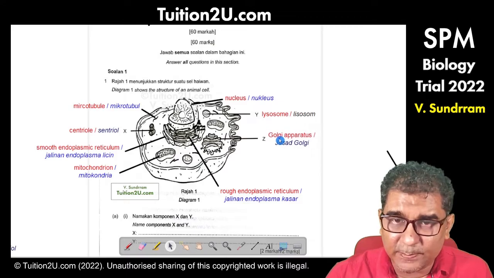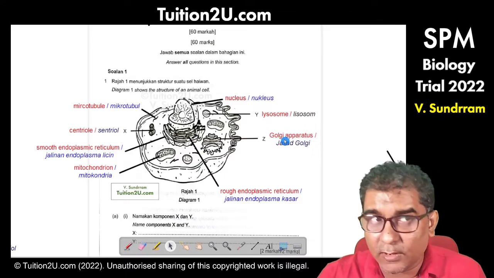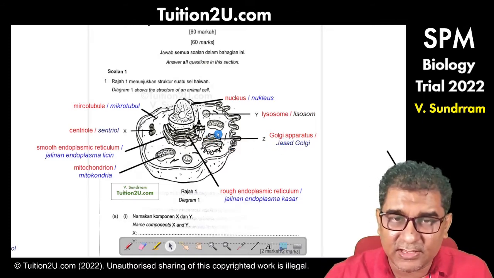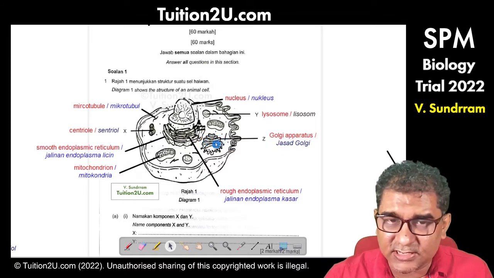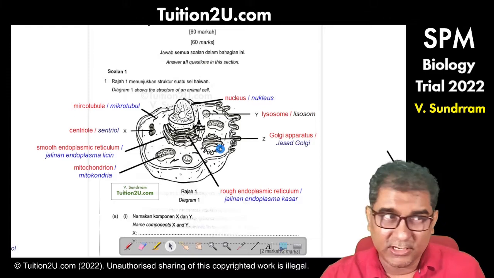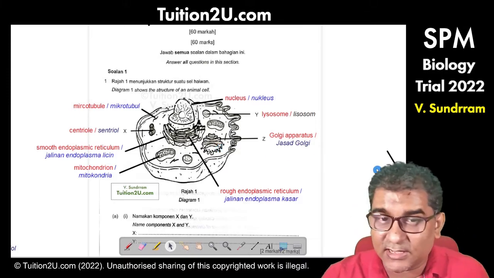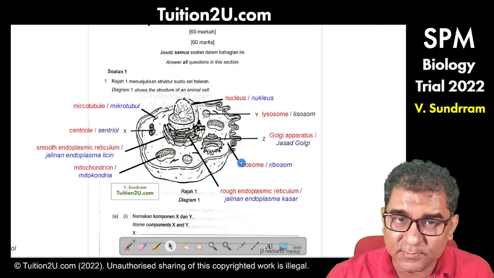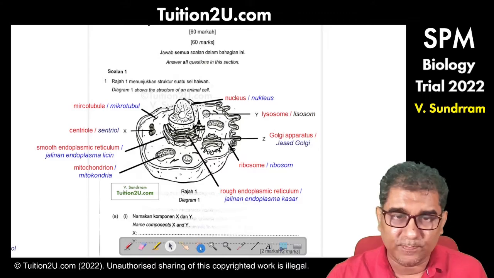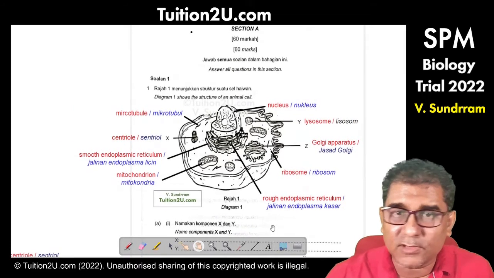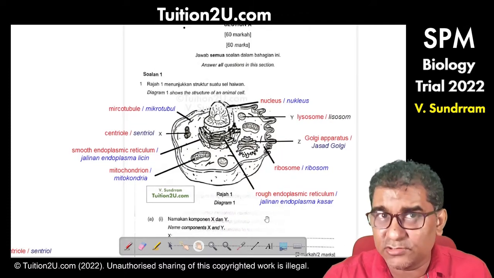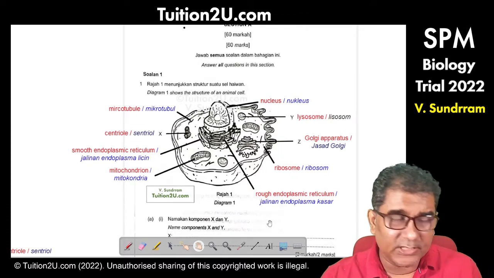This is the Golgi apparatus, one more organelle that you should be able to identify immediately if you have these structures arranged parallelly. In Malay we say susun secara selari. And the last component is the ribosome. These black dots that you have in the cytoplasm, maybe this one is the ribosome. So these are some of the components that you need to know in the syllabus.